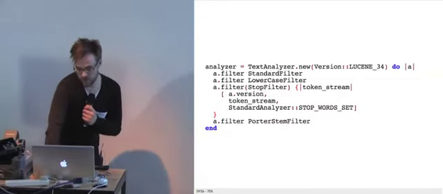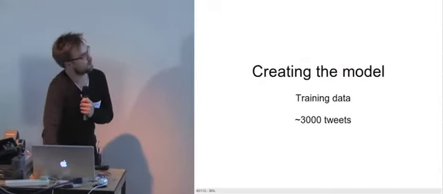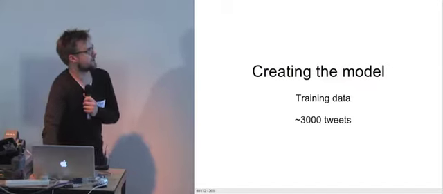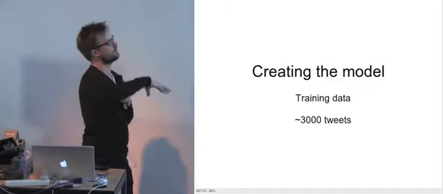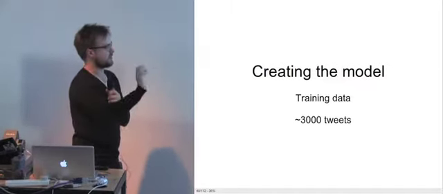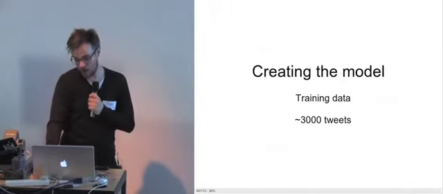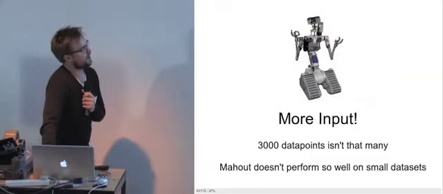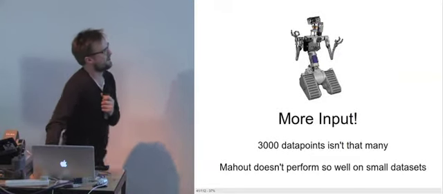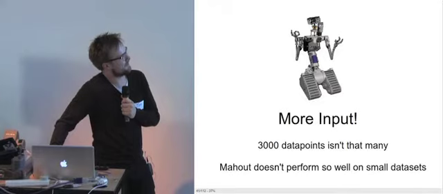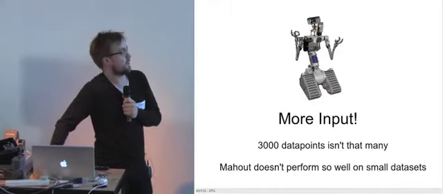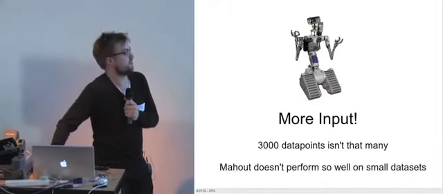So from that, you can then create a model. You need to get some training data, which we have: a big CSV file with Twitter messages, which are marked as either having a link to Qt overload or no link to Qt overload. We've got about 3,000, which isn't really enough. It's not hugely many, and the other point is Mahout isn't very good on small data sets.